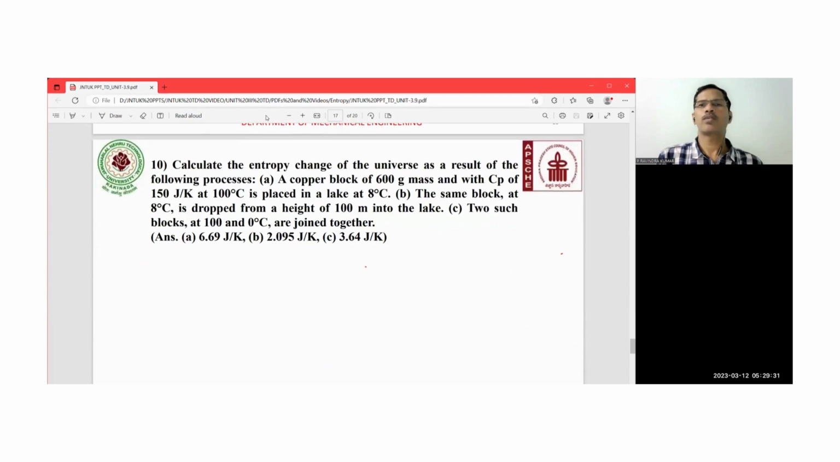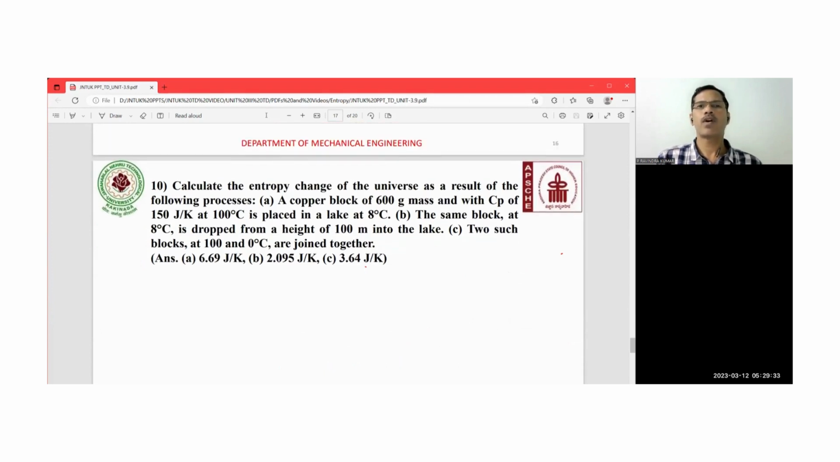Calculate the entropy change of the universe as a result of the following process. It is also covered in the iron block problem, but here it is a copper block. It is placed in a lake at 8 degrees centigrade. The same block at 8 degrees centigrade is dropped from a height of 100 meters into the lake.